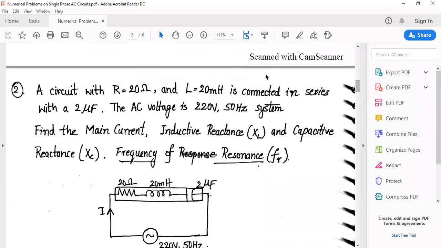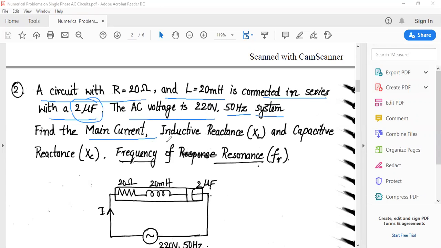Moving on to the next problem, let me read out. A circuit with R equals 20 ohm and L equals 20 millihenry is connected in series with a 2 microfarad capacitor. So the capacitor value is 2 microfarad. The AC voltage is 220 volt, 50 hertz system. Find first one, the main current, second one, inductive reactance, third one, capacitive reactance. So inductive reactance is given as XL, capacitive reactance is given as Xc.